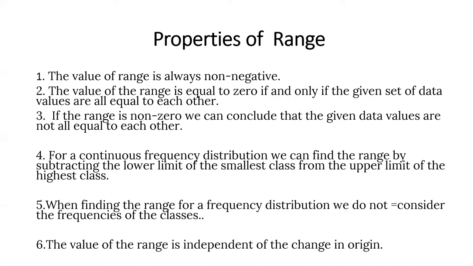The fourth one: for a continuous frequency distribution, we can find the range by subtracting the lower limit of the smallest class from the upper limit of the highest class. Then point 5: when finding the range from the frequency distribution, we do not consider the frequencies of the classes. While calculating the range, only the upper limit and lower limit of the respective highest and smallest classes are considered.